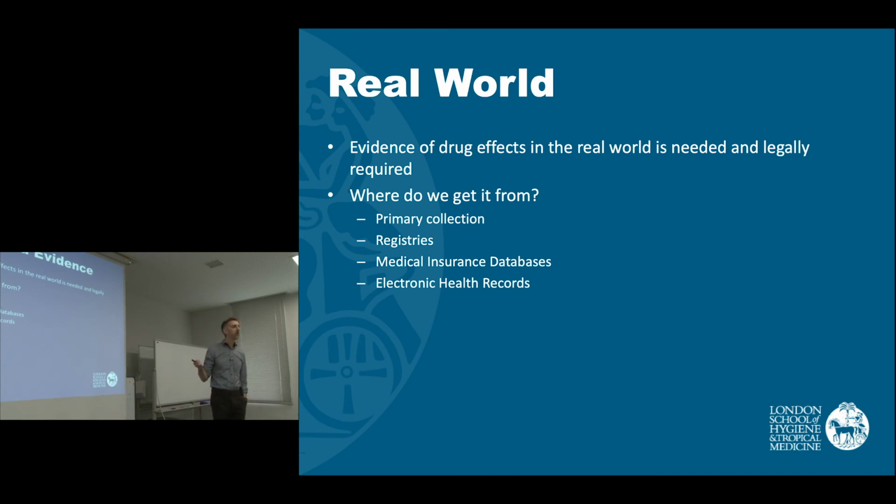We can have registries, and there are some great examples usually related to a specific disease. So for example, there's a rheumatoid arthritis register where all the patients taking the new treatments for that disease are all registered. But the two that I'm particularly interested in, because they're becoming used more and more, are your medical insurance databases and the electronic health records. It's also the kind of data that I use for my research.